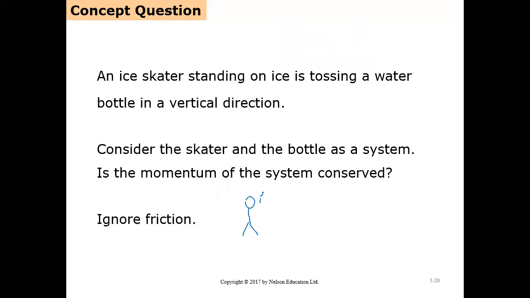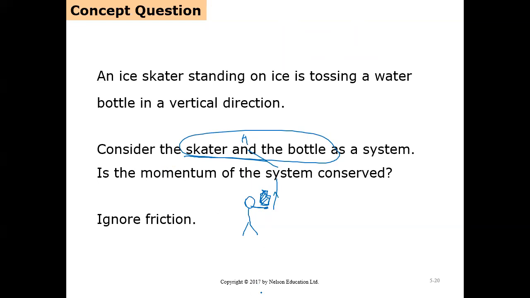And he has a water bottle and he throws the water bottle up. So when he throws it up vertically, we consider the system. You have to define what your system is. The system is the water bottle and the skater. This is our system. The system consists of this skater and the water bottle. Now he throws it up, vertically up.